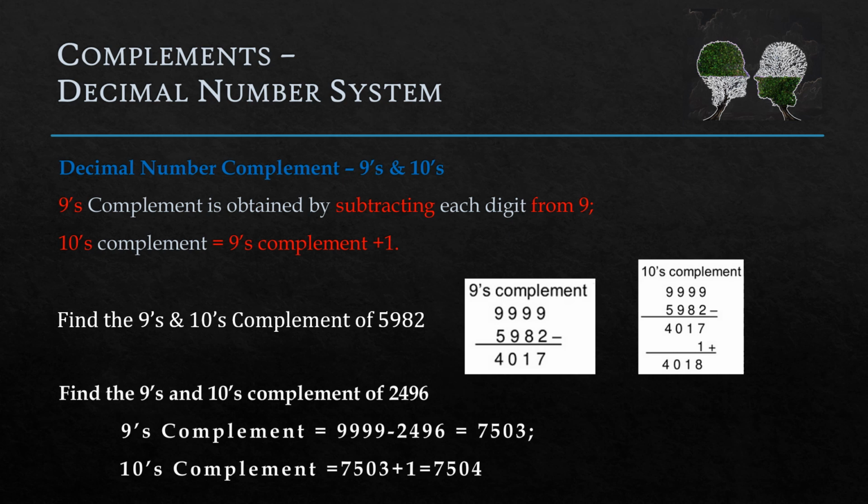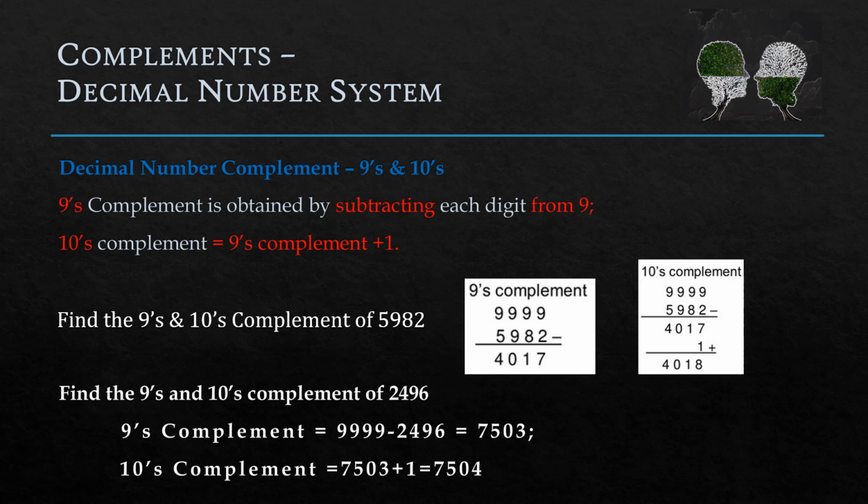9's complement system can be obtained by subtracting each digit from 9. For example, we are going to find out the 9's complement of 5982. Here we are having 4 digits in the number 5982, and each of the 4 digits is subtracted individually from the digit 9. So 9 minus 2 is performed, we'll be getting 7. 9 minus 8 as 1, 9 minus 9 as 0, 9 minus 5 as 4. So we will be getting the value as 4017.